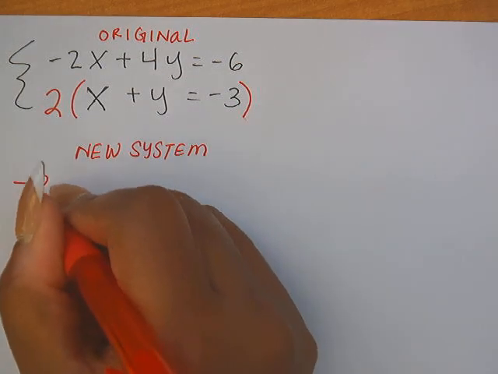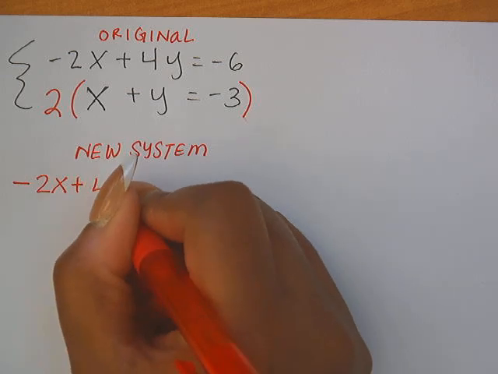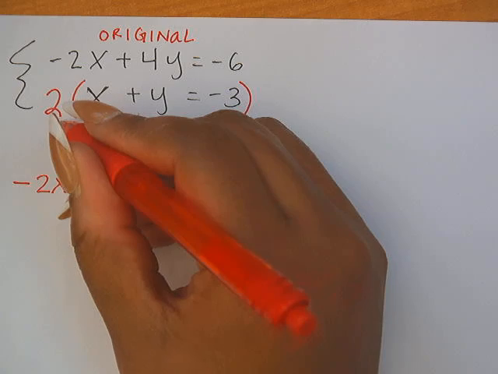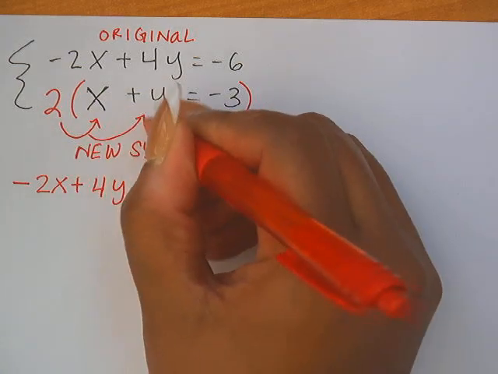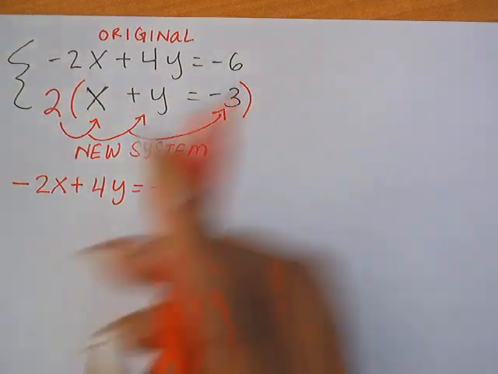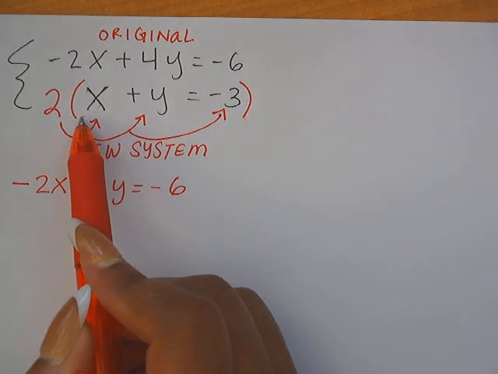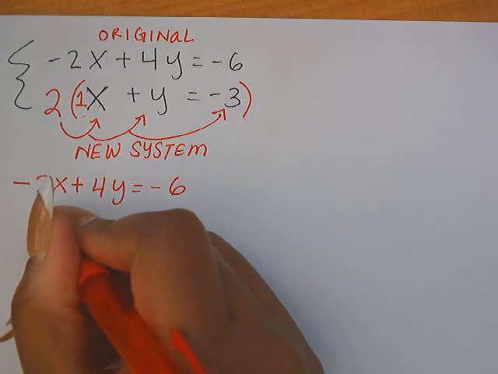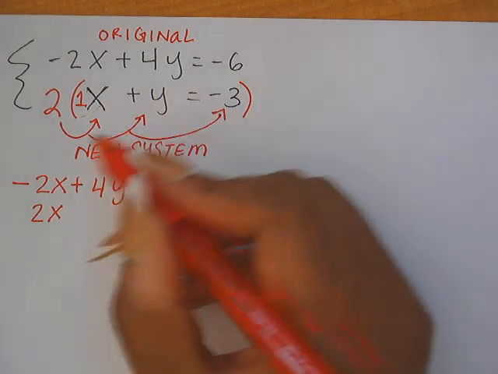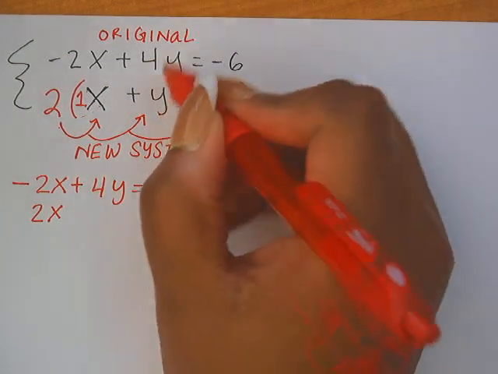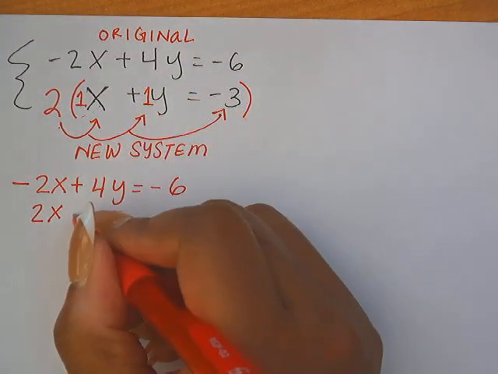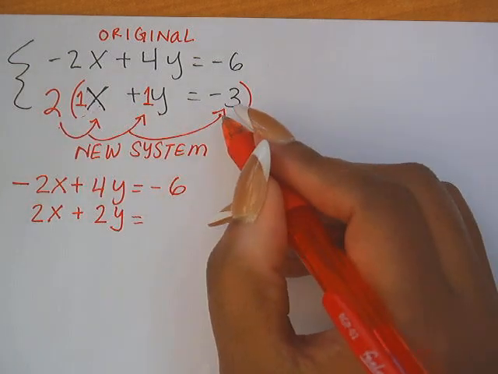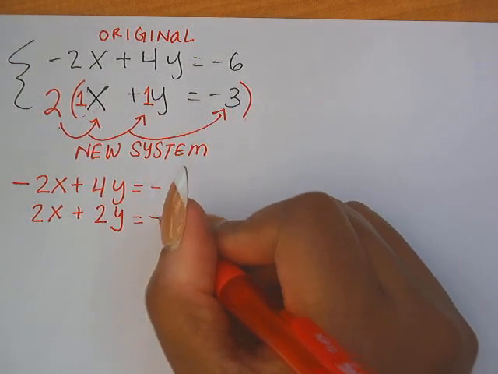So I have negative 2x plus 4y equals negative 6. And I'm going to use the distributive property to distribute that 2. When you are distributing, you are multiplying 2 times 1x, which gives me a positive 2x, 2 times 1y, which gives me a positive 2y, and 2 times negative 3, which gives me a negative 6.